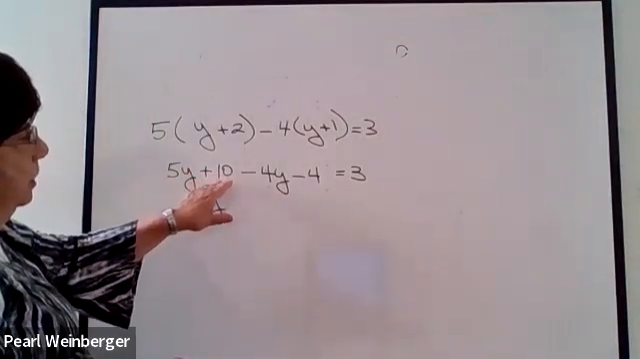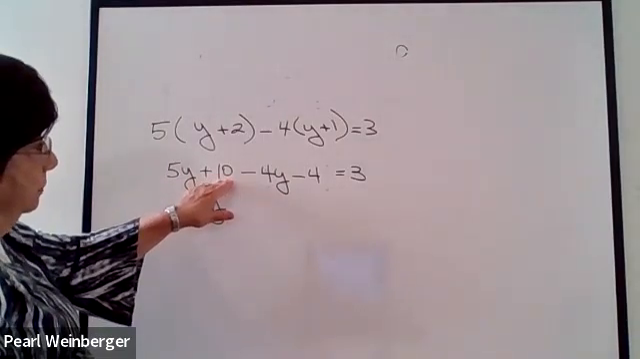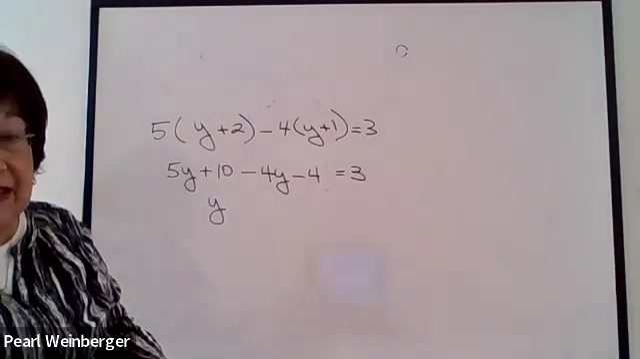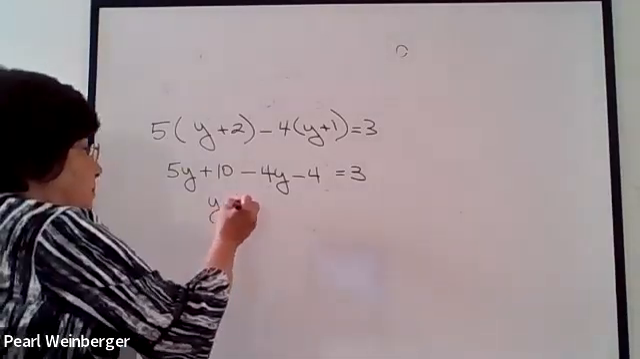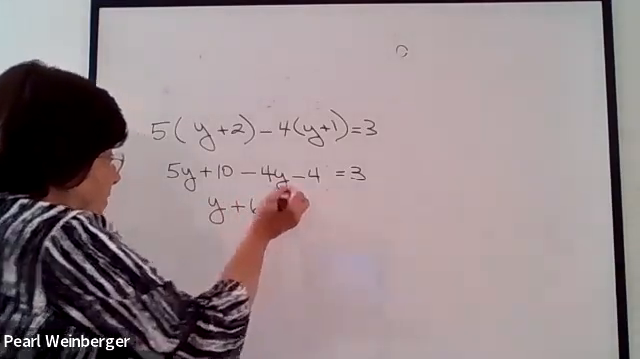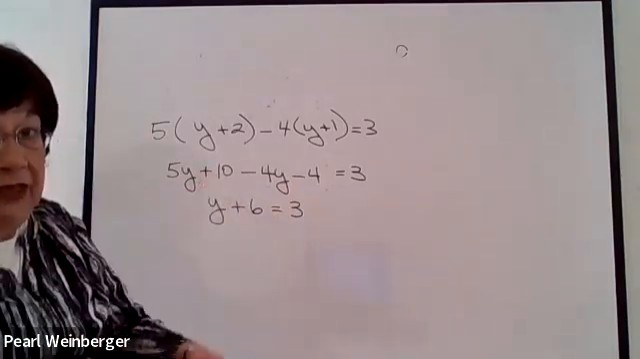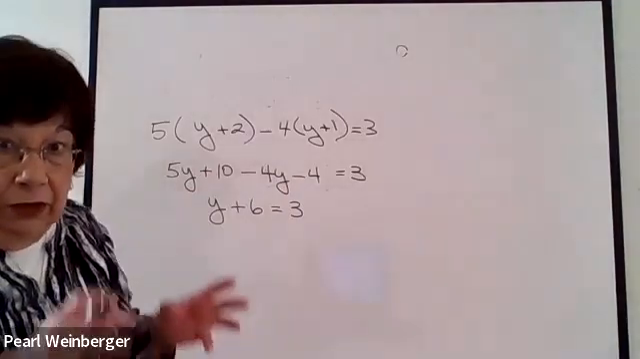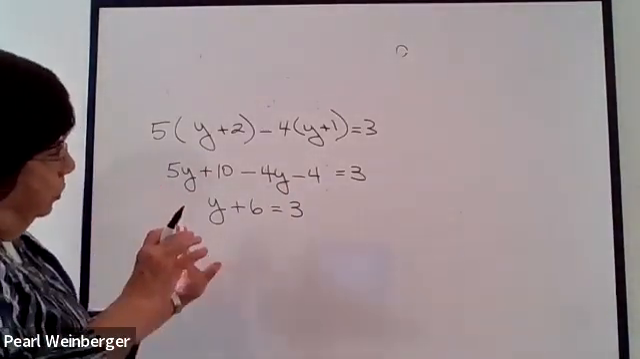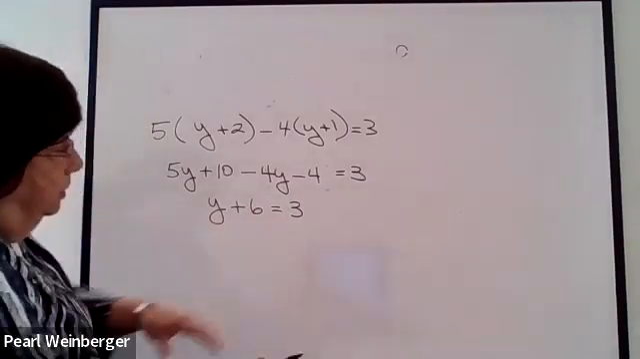Let's take care of the numbers now, the constants. There's a positive 10 minus 4. Well, 10 minus 4 is positive 6. So this becomes y plus 6 equals 3. Things are getting much simpler now. That's the whole point of this method of solving equations, to get things down to the final step where you have one variable on one side and one number on the other side.